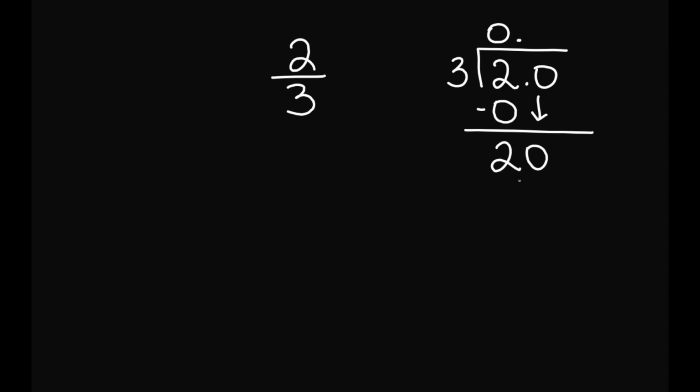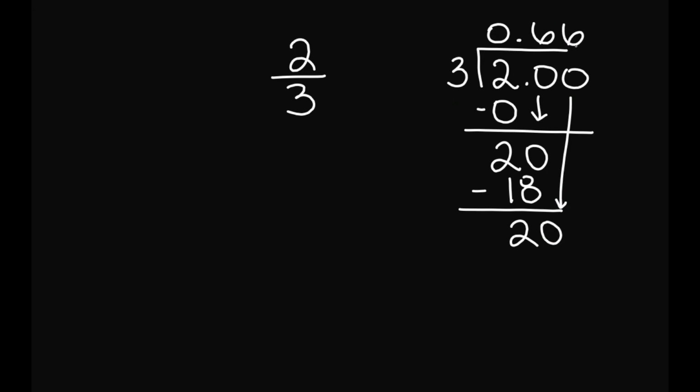3 goes into 20 now. How many times? It goes in 6 times. 3 times 6 is 18. 20 minus 18 is going to equal 2. I'm going to bring down another 0. 3 goes into 20, we said 6 times. 3 times 6 is 18. 20 minus 18 is 2.